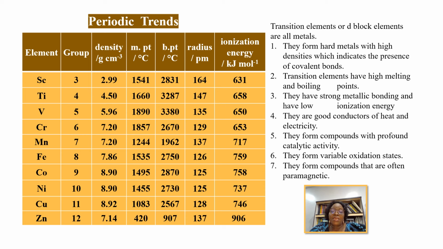We have said that paramagnetic compounds are formed because of the presence of single electrons in their atom, in their d orbital. They have unpaired d orbitals.